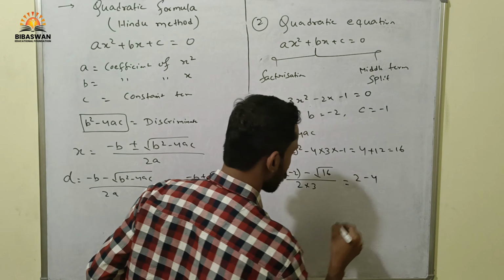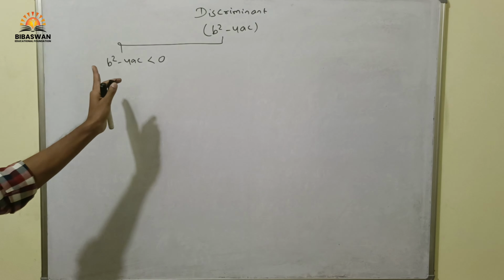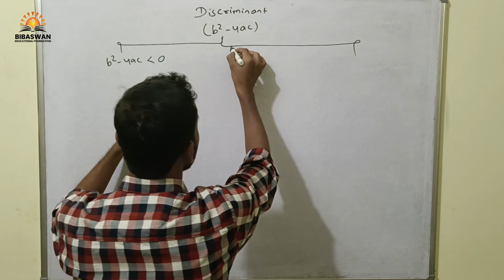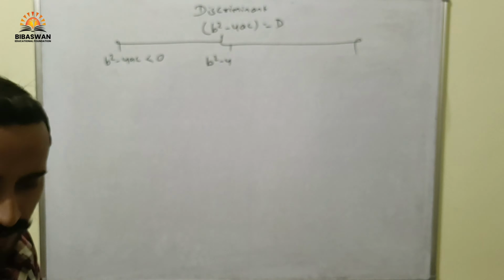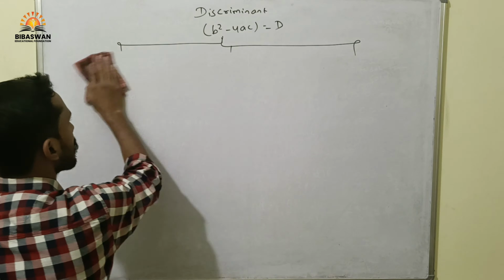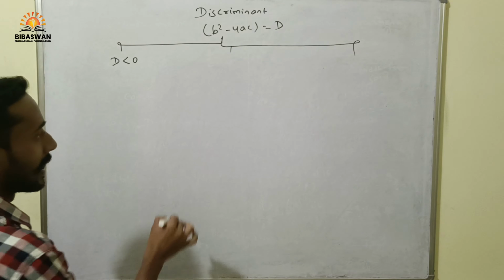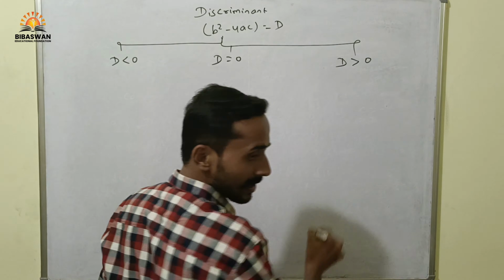Now the discriminant b square minus 4ac gives three important results. First, b square minus 4ac may be smaller than 0. The value of this may be smaller than 0. The value of b square minus 4ac, we can write as D. So D may be smaller than 0, D may be equal to 0, or D may be greater than 0.